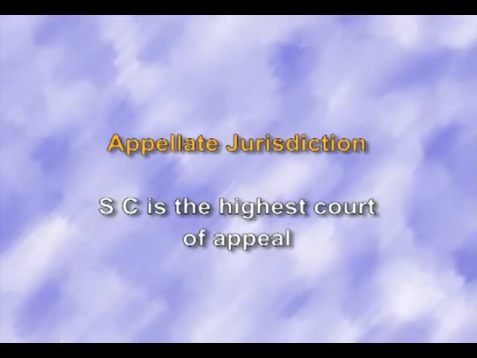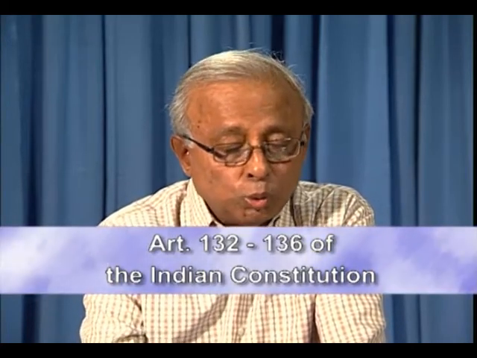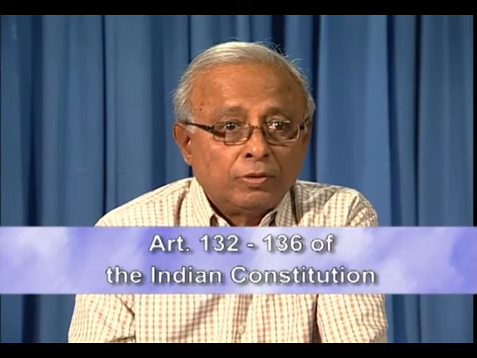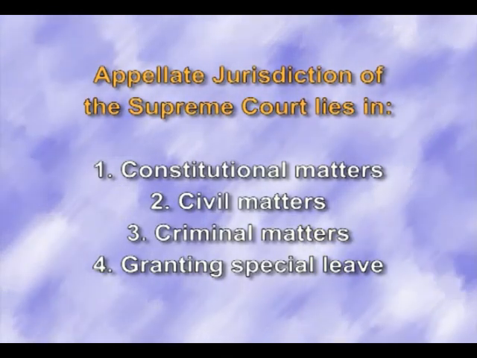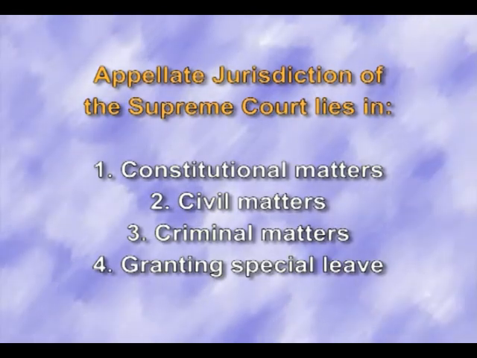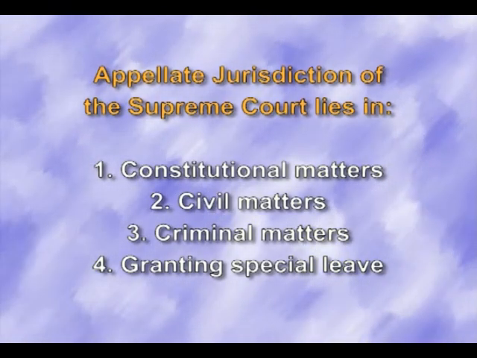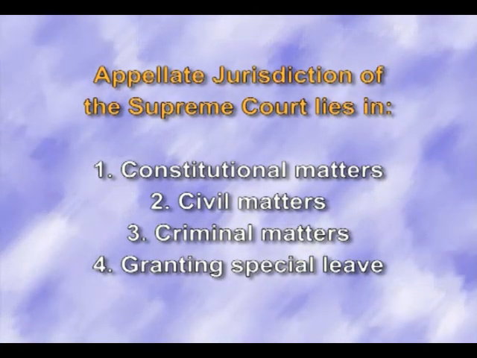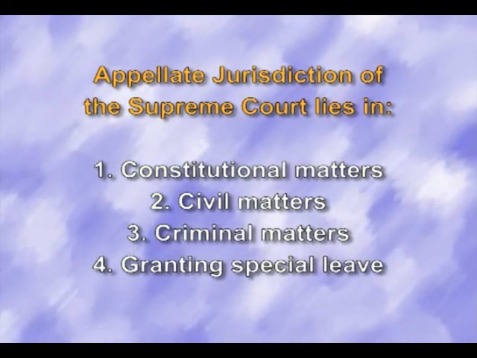Thirdly, the Supreme Court is the highest court of appeal. So we must analyze the appellate jurisdiction of the Supreme Court by saying at the outset that the Supreme Court is the highest court of appeal. And as the highest court of appeal, the Supreme Court combines in itself various appellate jurisdictions. What are these various appellate jurisdictions? These are laid down from Article 132 to Article 136. First, the Supreme Court has appellate jurisdiction in constitutional matters, second, in civil matters, third, in criminal matters, and finally, appeal by special leave can be granted by the Supreme Court in its discretion.